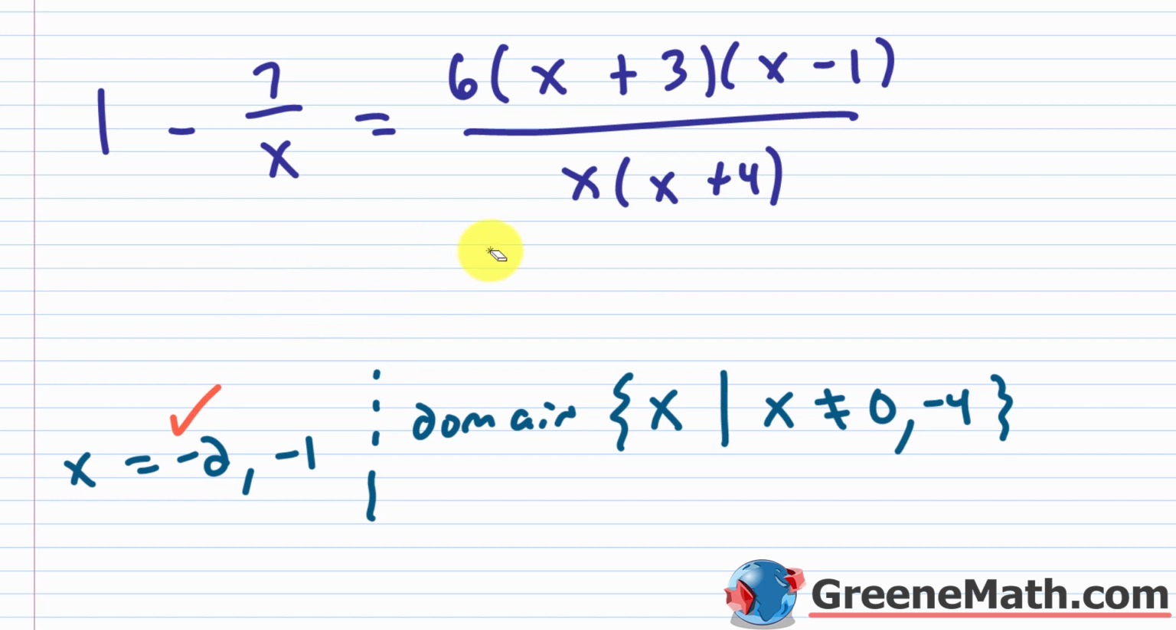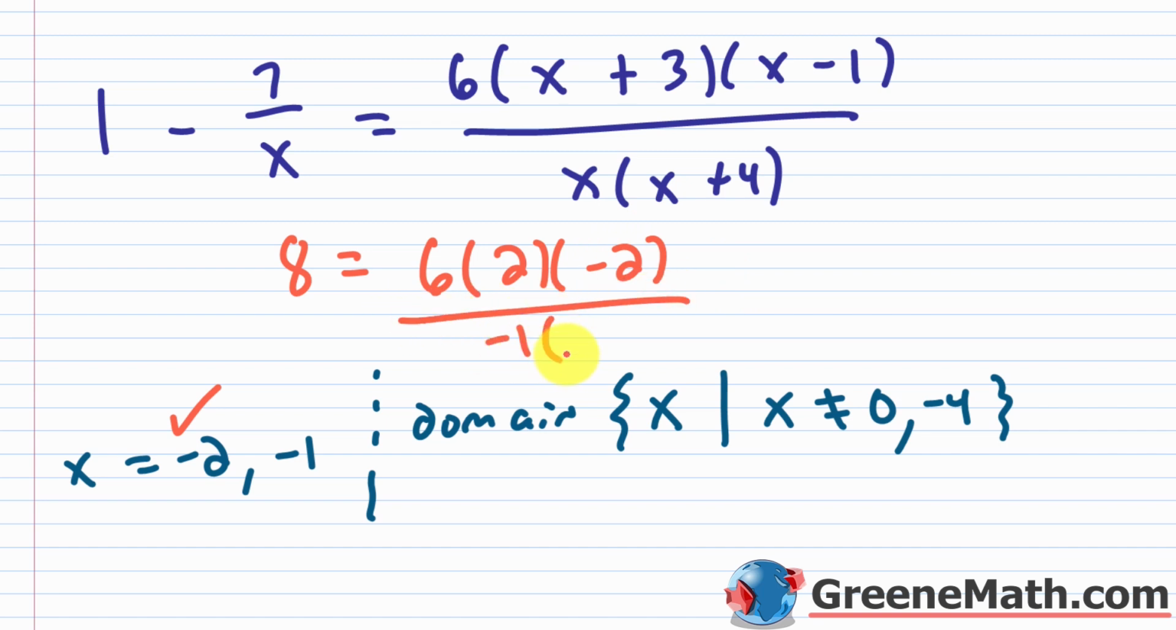Now for negative 1, you have 1 minus 7 over negative 1. So again, this is minus a negative is plus a positive, so this is 1 plus 7, which is going to basically be 8. That's what we're looking for. And then over here, you have 6 times negative 1 plus 3, which is 2, and then times negative 1 minus 1, which is negative 2. This is over negative 1 times negative 1 plus 4, which is 3.